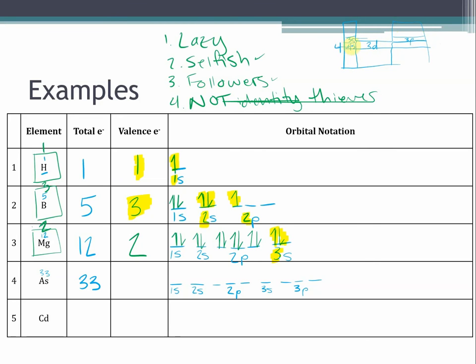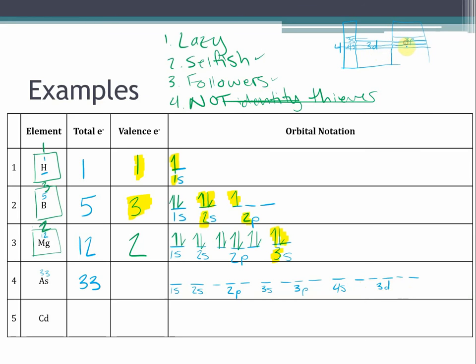Start a new line, 4s. So I'll draw my 4s orbital. Then after 4s comes 3d. And your d orbitals come 5 in a set. Look at your very first page of notes from this unit. D orbitals always come in 5s. So I'm going to draw 1, 2, 3, 4, 5 3d orbitals. And then I'll keep going.